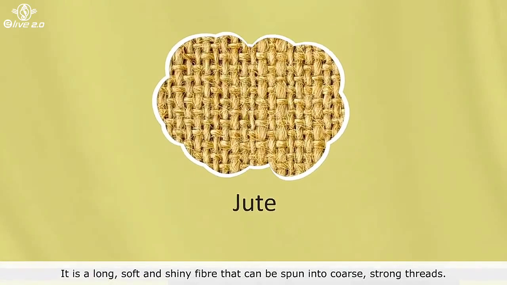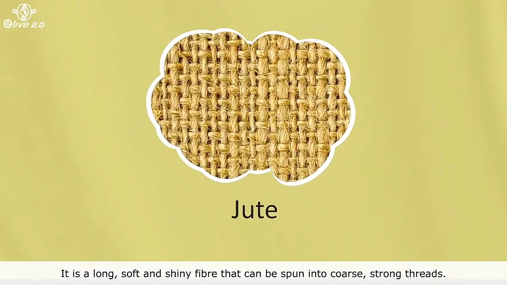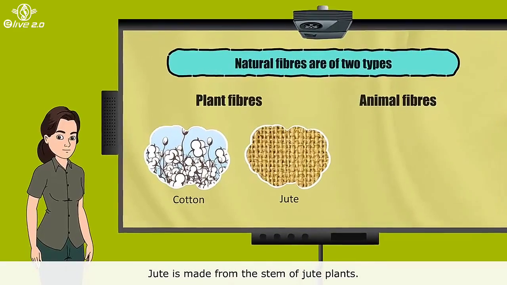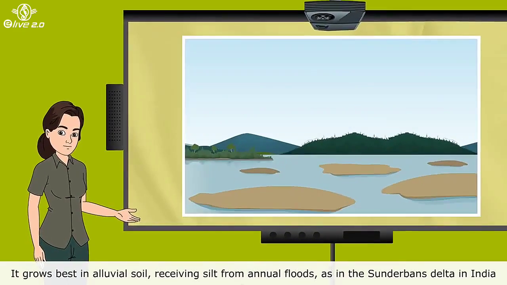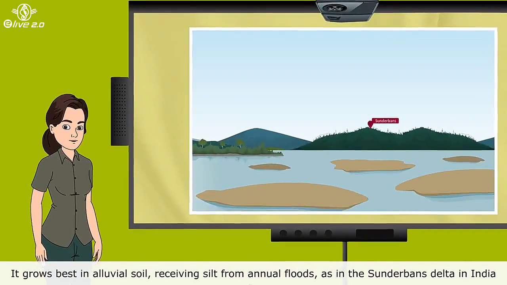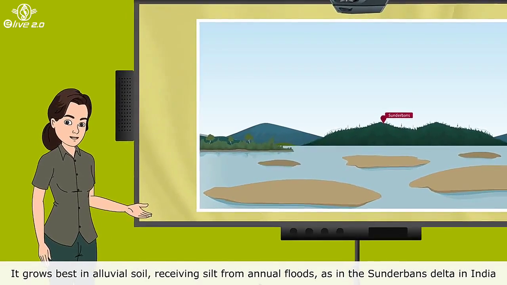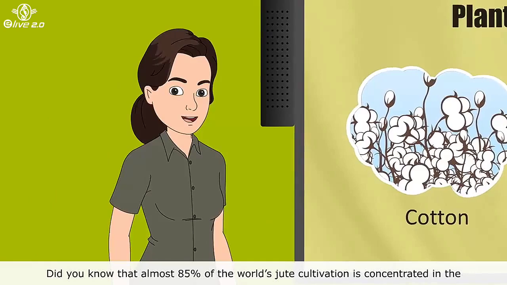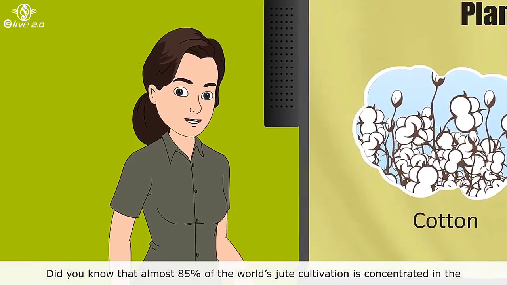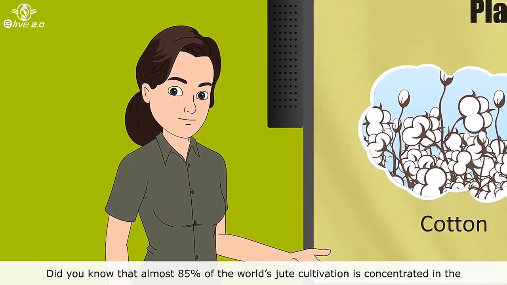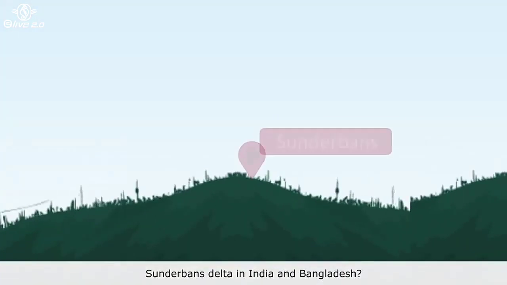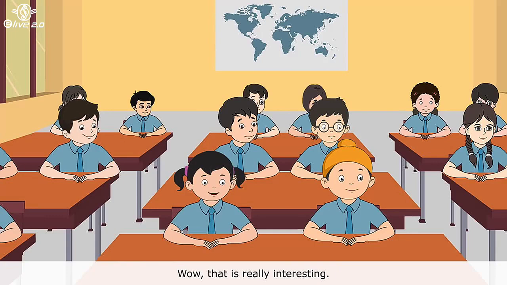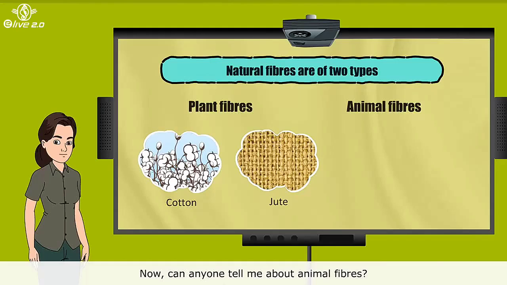Jute is another source of plant fiber. It is a long, soft and shiny fiber that can be spun into coarse, strong threads. Jute is made from the stem of jute plants. It grows best in alluvial soil, receiving silt from annual floods, as in the Sundarbans Delta in India and Bangladesh. Did you know that almost 85% of the world's jute cultivation is concentrated in the Sundarbans Delta in India and Bangladesh? Wow, that is really interesting.